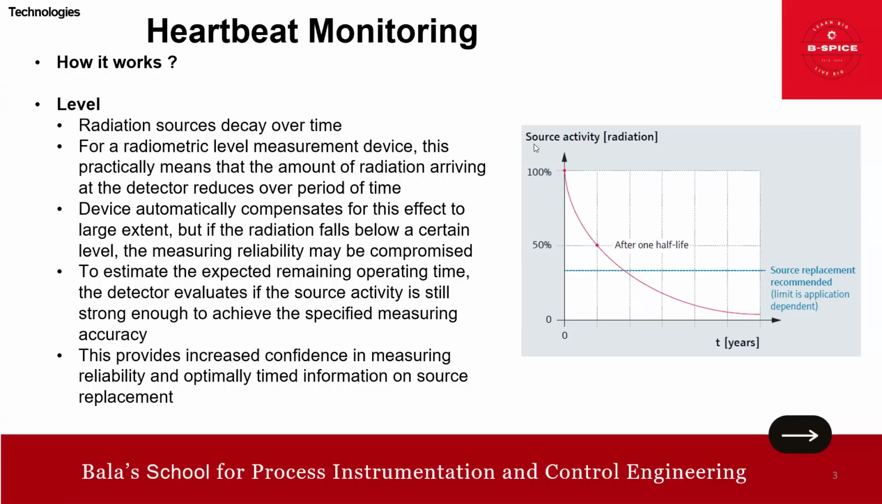As you can see here, this is the source activity radiation, in years actually. You see here, this is 50% after one half-life. So this is where source replacement is recommended, because the limit is application dependent. This is the value where source replacement is recommended. Once this value is attained, then we need to replace the source. So this is how it works for level.